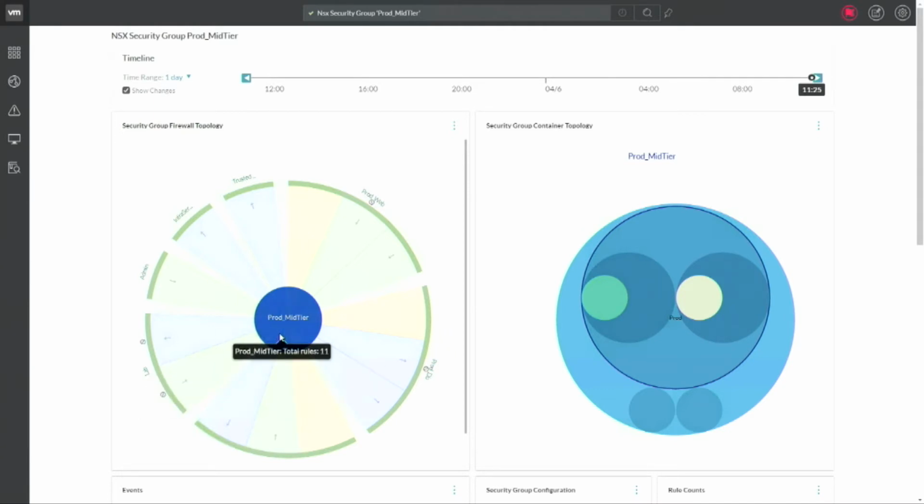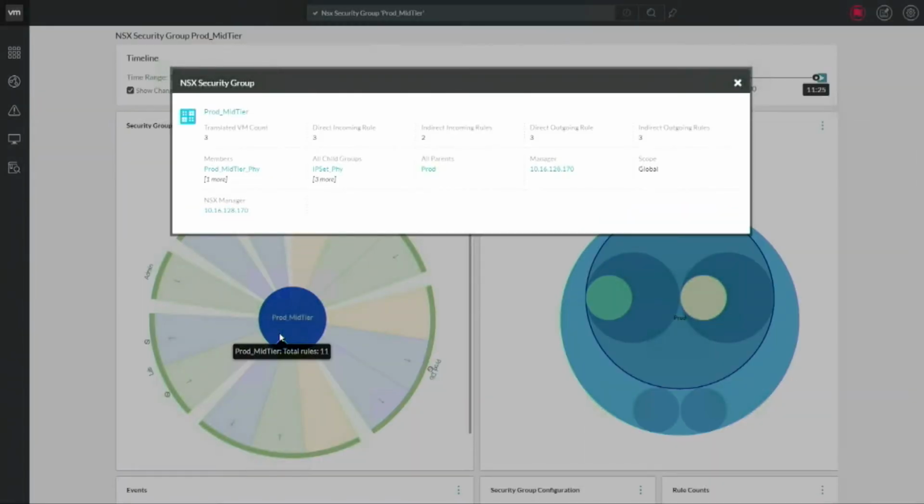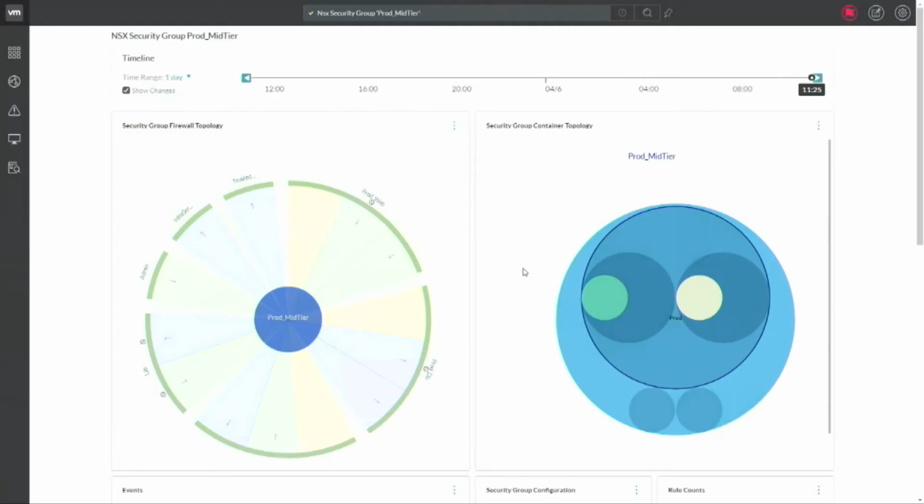I can also see information on the number of VMs that are associated with the security group, my indirect and direct incoming and outgoing rules that are associated with this security group. So I can understand what parent group might be having an impact on my child group.